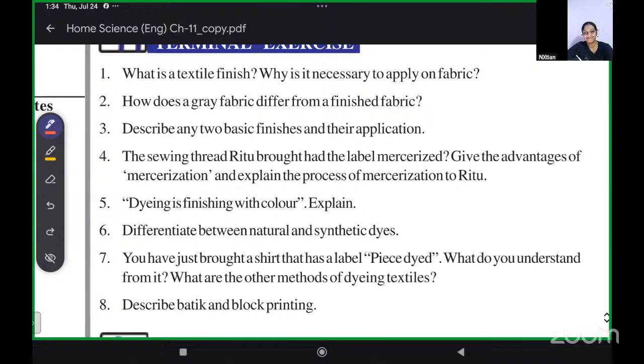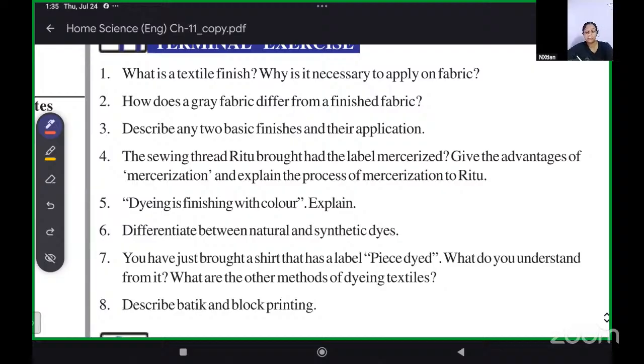A textile finish is a treatment given to a fabric to change its appearance. Okay. Okay, yes. A fabric finish is a treatment given to a fabric to change its nature. Okay. Then why is it necessary to apply it on fabric?